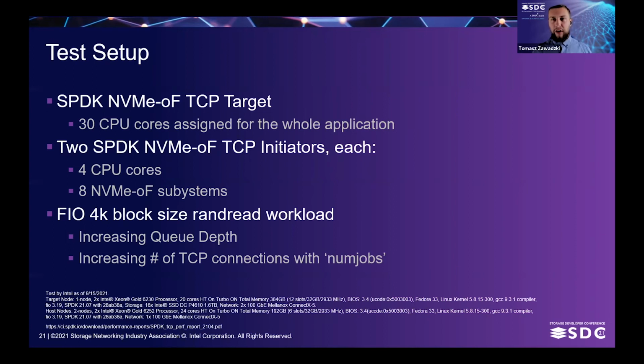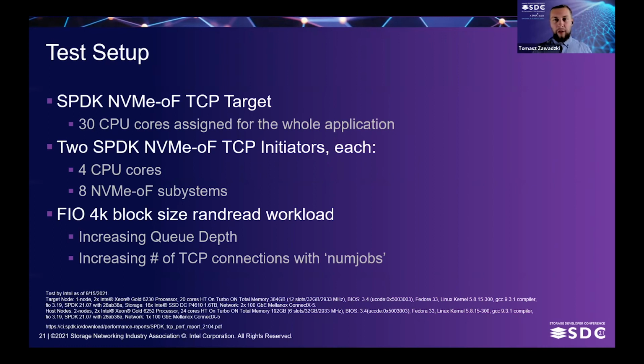On the next slide, CPU utilization shown will be measured for the whole system, which means it can exceed the value of 30 CPUs, in part due to, for example, kernel TCP stack processing. To that target, 2 SPDK NVMe-oF TCP initiators are connected, each consisting of 8 NVMe-oF subsystems. FIO SPDK BDEV plugin is used to perform 4K random read workload on each of those NVMe subsystems, where a couple of parameters are scaled.